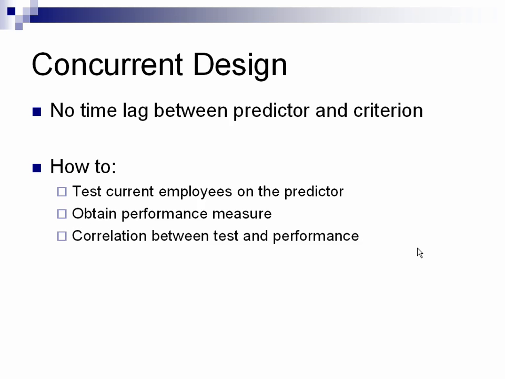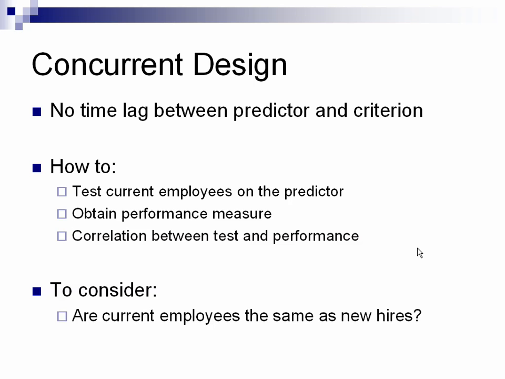Another option is to do what's called a concurrent criterion design. With this type of design, there's no time lag between when you take that test, or the predictor, and when you collect criterion data, which in this case is job performance ratings. And again, what you do is you test current employees on the predictor, or that test, and then you obtain performance measures at the same time. So you use existing employees, and you ask their supervisors for job performance ratings, and then you get a correlation between the test and performance. But one thing you have to consider is whether or not current employees are the same as new hires, and obviously they're not, so that's one thing that you have to think about.